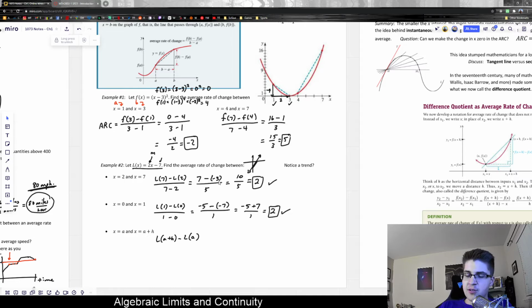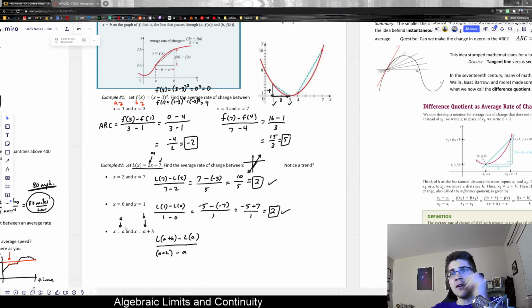And let's see what happens. So again, this is going to be like B and this is going to be A. So I'm going to plug in, it's always f of B minus f of A over B minus A. So I'm going to have a plus h minus a. Basically, on the bottom, I just have the difference between the boundaries.